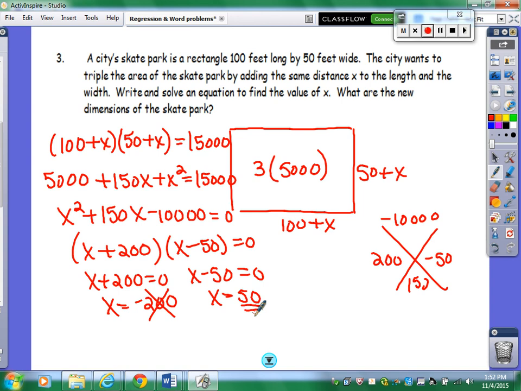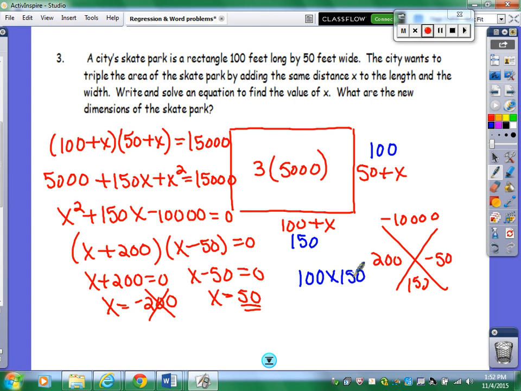Now they ask for the new dimensions. So if we add 50 to 100, we're going to get 150. And if we add 50 to 50, we're going to get 100. So our new dimensions of our park are 100 by 150.